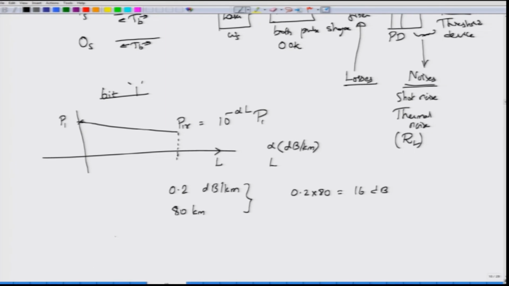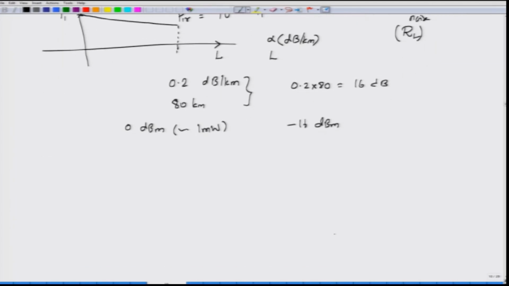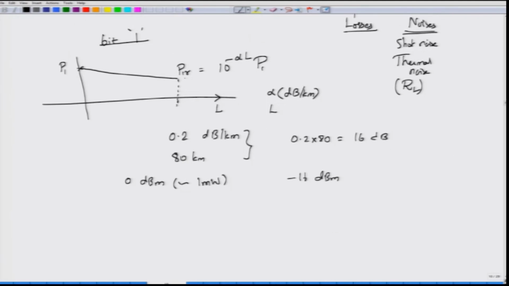And if I start my optical power at 0 dBm, which is already pretty high, 0 dBm corresponds to 1 milliwatt actually. So, the power which I am receiving will be minus 16 dBm. So, this is what I am actually receiving. Anyway, the point here is that you get this P1R.